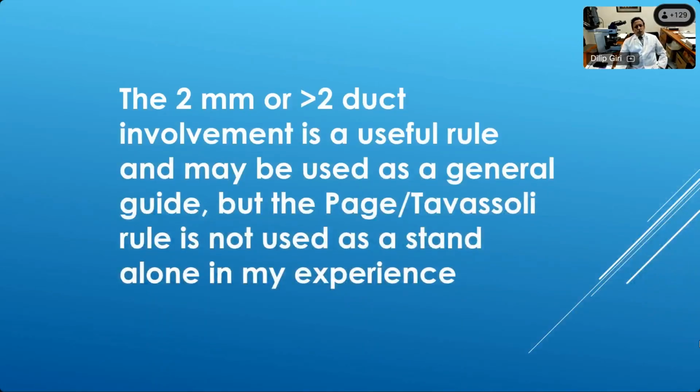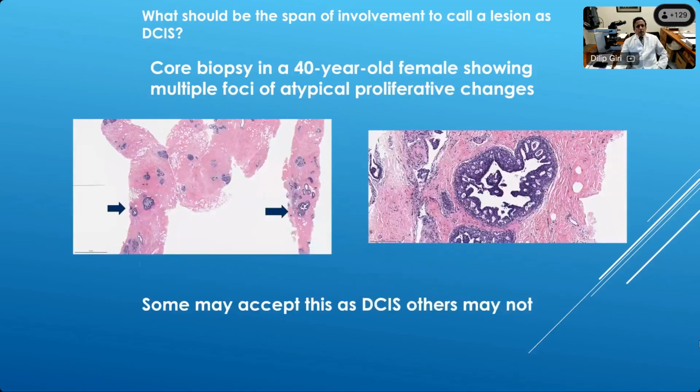So this is a useful rule. It may be used as a general guide, but this rule is not necessarily a standalone, at least in my experience. Now, this may even be problematic when you are dealing with core biopsies, because how are you going to measure the size of atypical ductal proliferation in this kind of material, right? I mean, there is one core here with maybe one or two ducts involved, one here. Now, in the real breast, the span of something like this could be more than 2 millimeters, but there is no saying with any certainty.